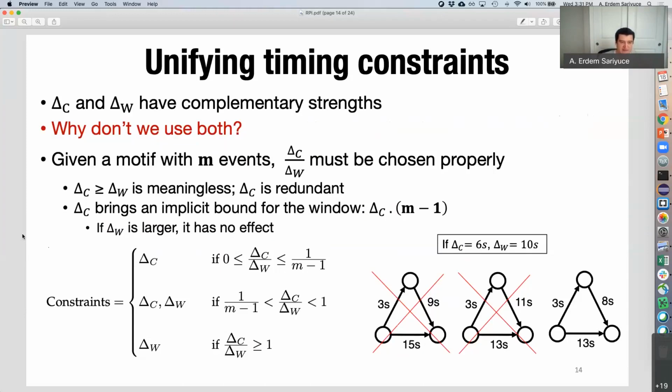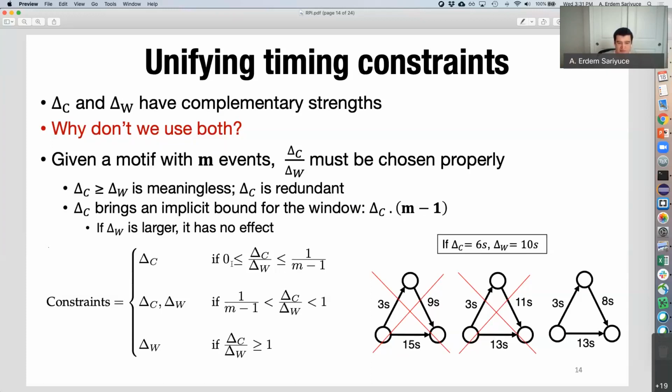Again, this is kind of trivial, but if you put delta C greater than or equal to delta W, this is kind of meaningless. In that case, delta C just becomes redundant because delta W is the real constraint there. And that's why if the ratio is greater than 1, that means you only use delta W, shown as a third case in the constraints. And also, ignoring the delta W, just delta C itself brings an implicit bound for the window, which is delta C times n minus 1. This is the largest possible window size you can get. And if the delta W is larger, then it has no effect.